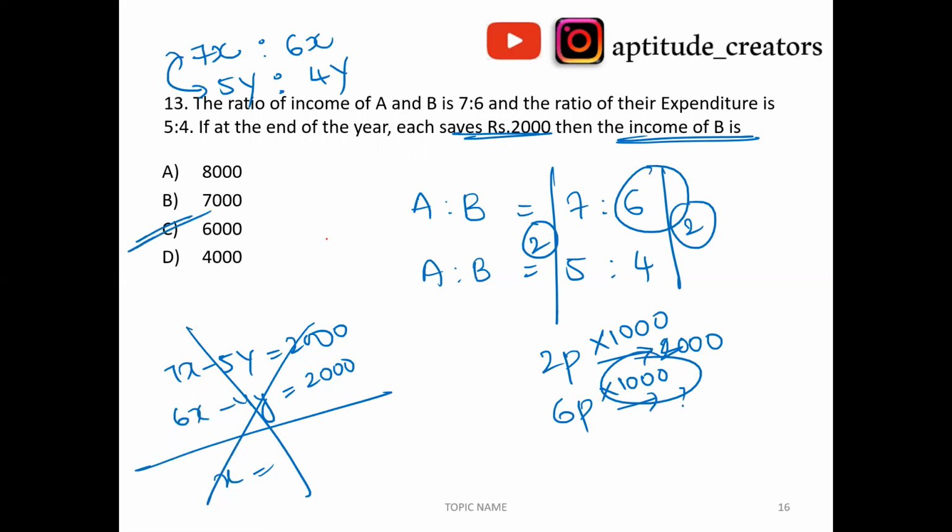Now, we can also go with the option verification method. Yes, income of B must be a multiple of 6. That number must be divisible by 6. Which of the following options will satisfy? Only option C will satisfy. Answer is option C. 10 seconds are enough.